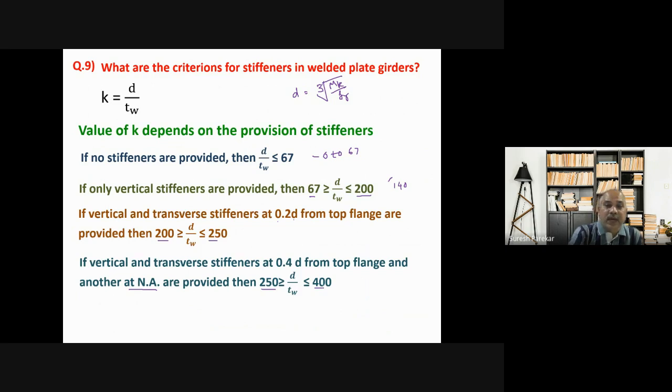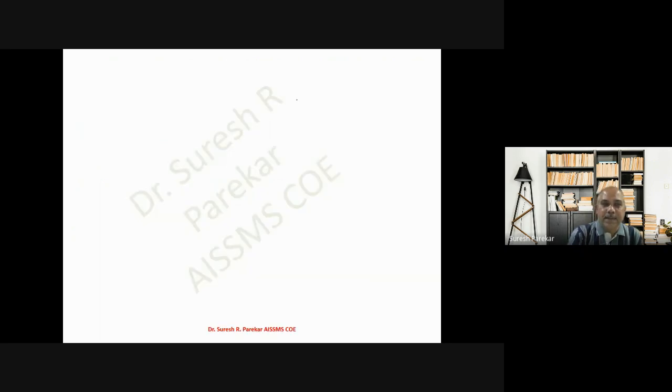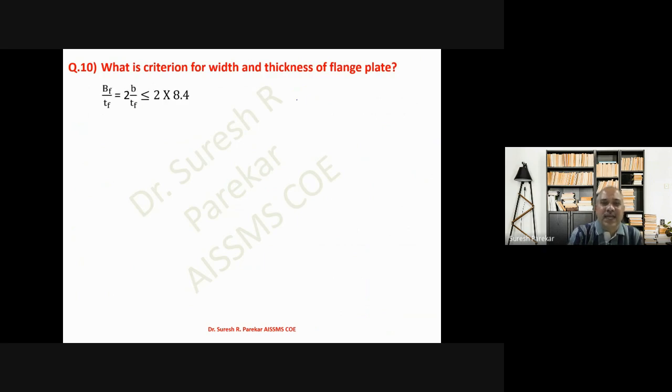Now if we have the value d by tw greater than or equal to 400, we have to change the dimensions. So considering these, we have to consider the value of k, and then we have to find the value of d. Then what is the criteria for width and thickness of flange plate? I just mentioned 0.3d and tf. While providing this, we have to check it.